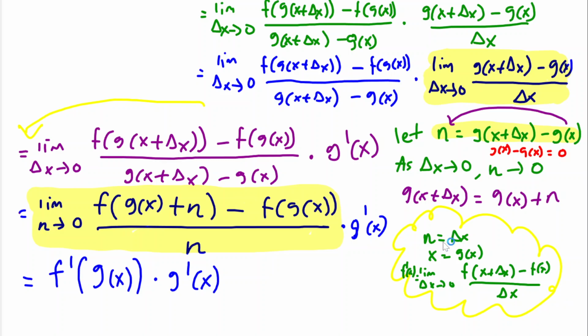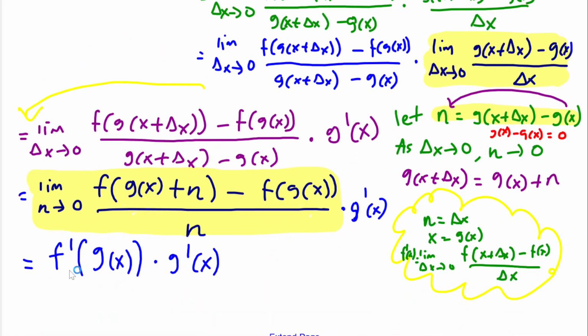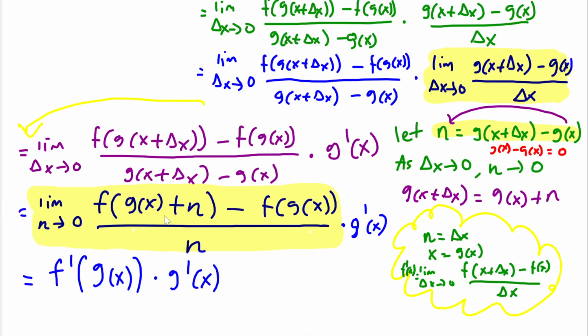And so we know that if it's in this form, I deduced, if x is g of x, and then delta x is n, we substitute that into this guy, we get our limit definition. So remember, our limit definition, again, is f prime of x. So we're going to have the f prime still, but then our x is g of x, right? We put g of x for this x. So hopefully that makes sense.